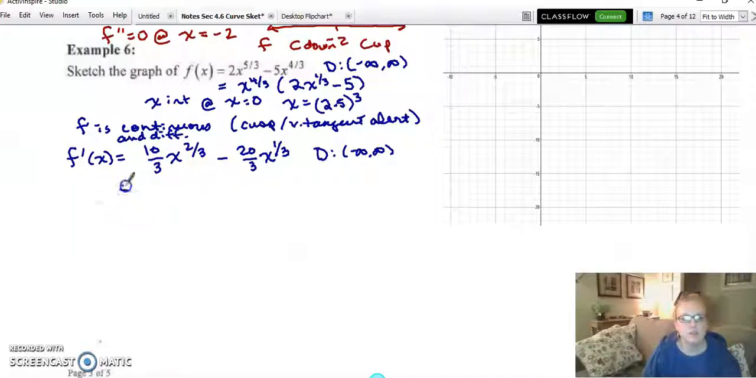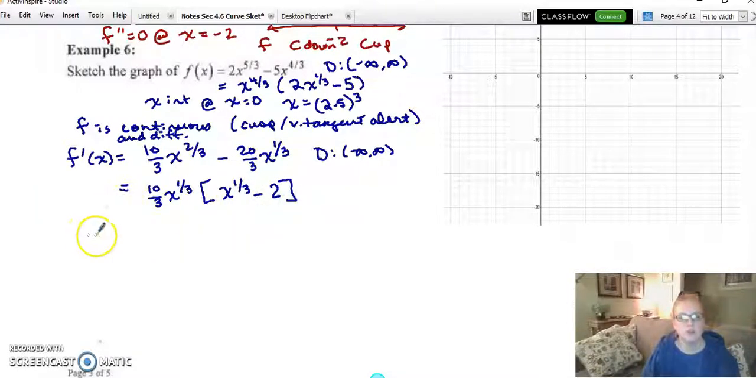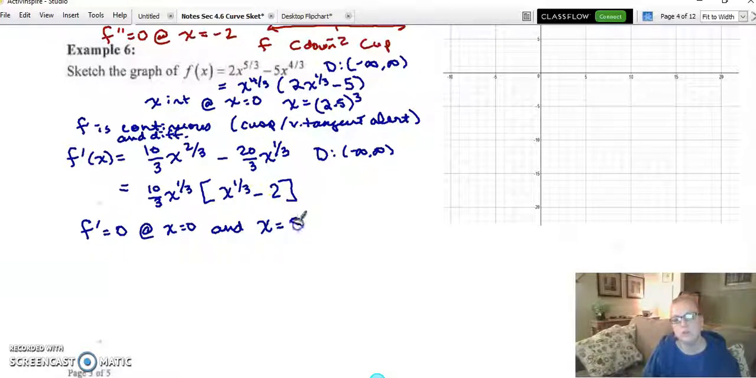I'm going to factor this to get my critical values. Let's take out 10/3 x to the 1/3, again the smallest power, which leaves me with x to the 1/3 minus 2. Solving that, we have critical values at 0, from x to the 1/3 equaling 0, and at x to the 1/3 equal to 2, or x equal to 2 cubed, which is 8. So 0 and 8 are going to be our critical values.